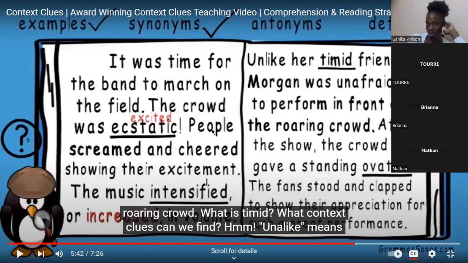Unlike. Thank you. So remember the words that we can look out for to help us with antonyms: unlike, contrary, on the other hand, however. When we see these words, we'll know that they're making a contrast or comparison. Okay? So let's continue.